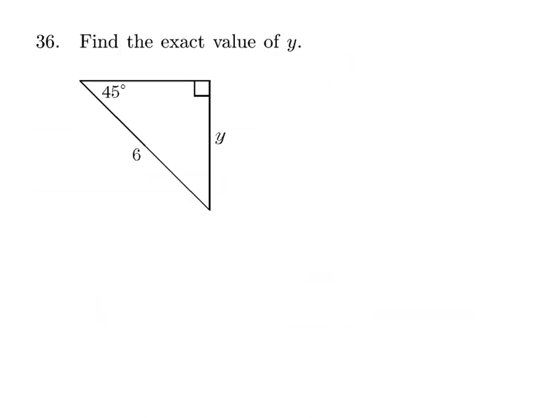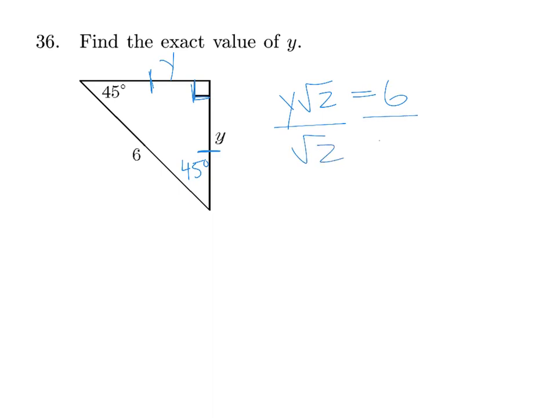Find the exact value of y. Okay, I have 90 degrees here. That's 45 degrees, so this is an isosceles right triangle. That's y as well. For 45-45-90, what do you do to the leg to get the hypotenuse? You multiply by square root of 2. And then you get the hypotenuse, 6.